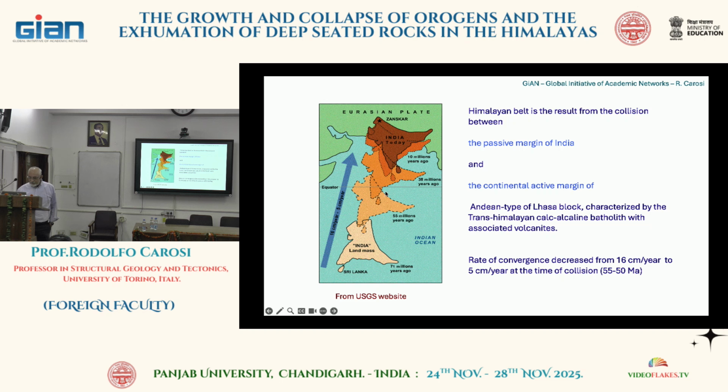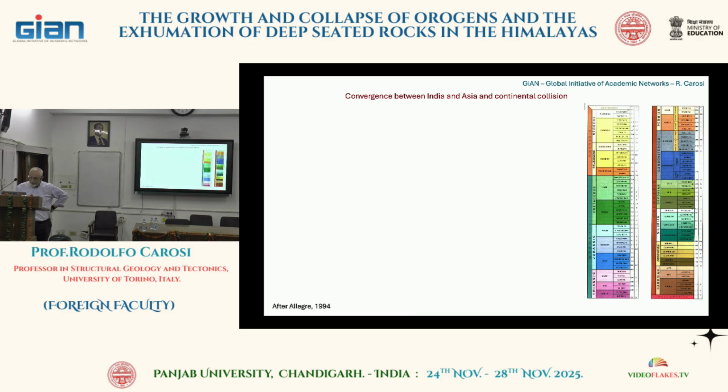During the subduction of the oceanic lithosphere, the rate of convergence was very fast, up to 16 centimeters per year. And an Andean-type margin developed in the Lhasa block, characterized by the trans-Himalayan calc-alkaline batholith with volcanites. And after collision, the rate of convergence decreases to more or less 4 or 5 centimeters per year, close to the collision time, maybe 60, 55 million years ago.